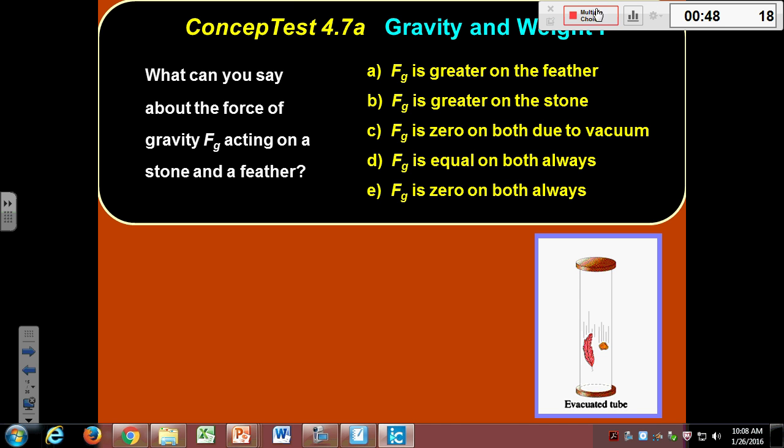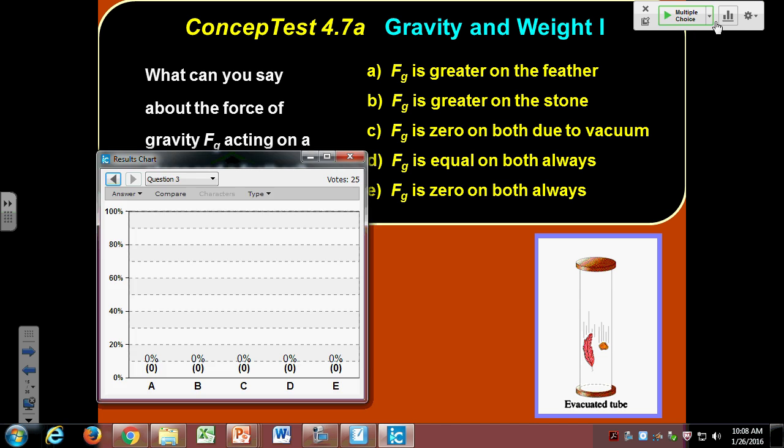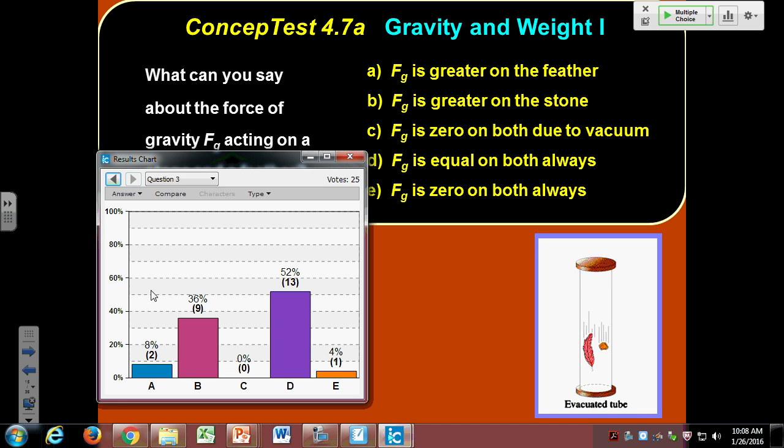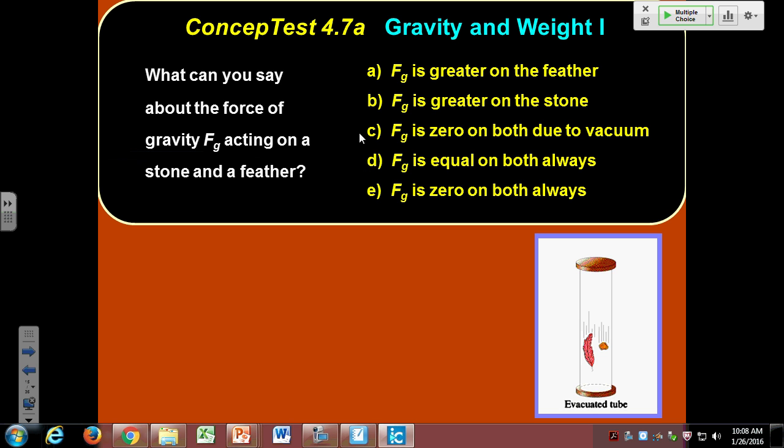All right, I'll stop at 55, 55. Let's guess if you're not sure. Yeah, stone and a feather. The stone is typically heavier than the feather, right? That makes sense. The stone has more mass, so it also has a greater weight.